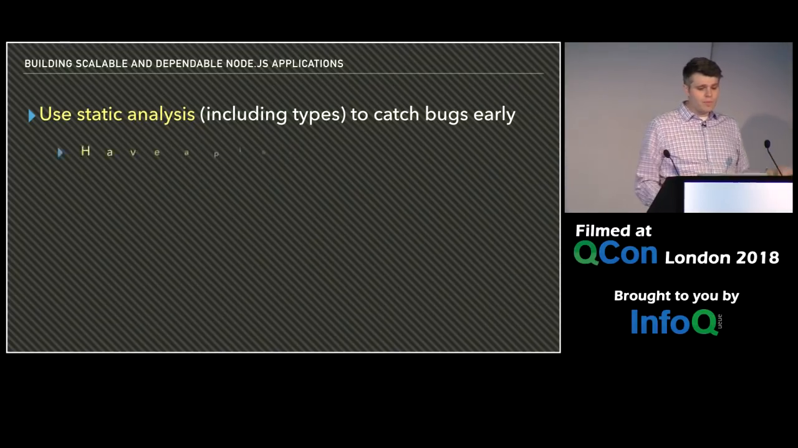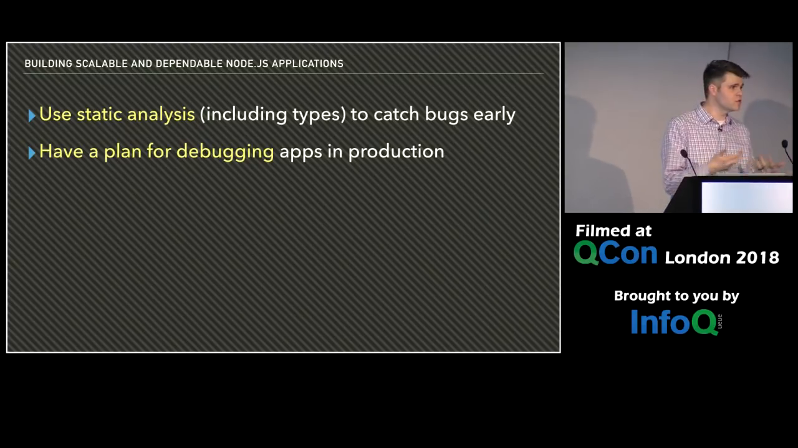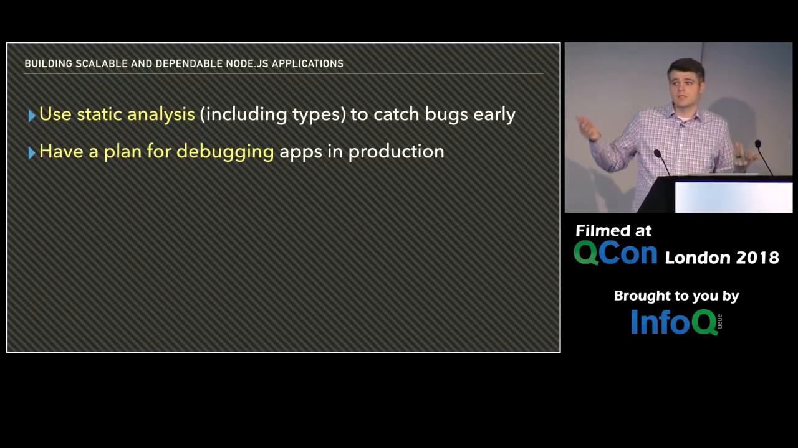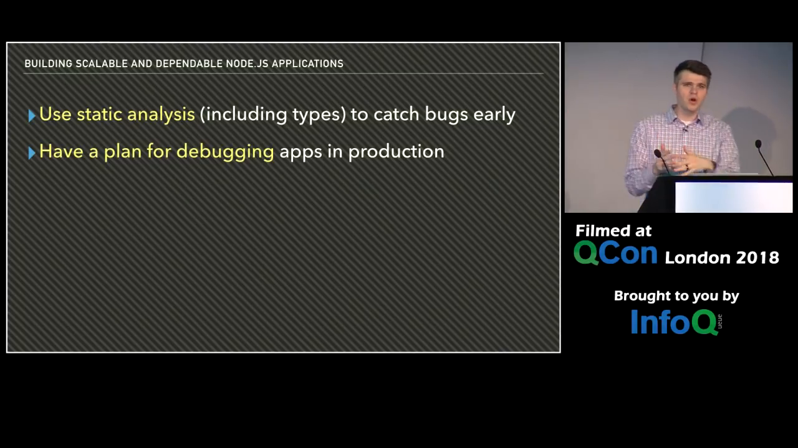The next thing is have a plan for debugging. I presented one plan or one strategy, but there might be a different strategy that works for you and your team. It depends. But at least have a plan in place before the bugs are coming so that you know what you're going to do, how you can quickly get the information you need to solve that problem.